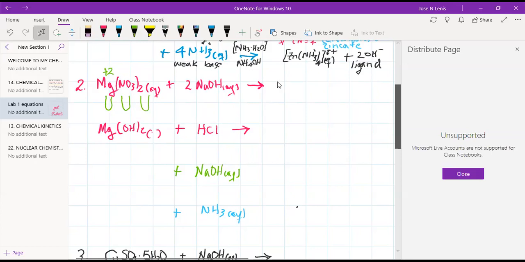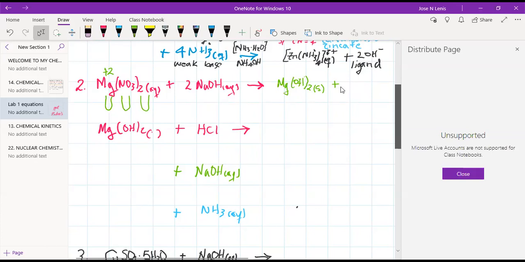What do we get? We get a precipitate. What precipitate is this? The magnesium hydroxide compound, which is solid. We can complete the equation. If you notice the equation is unbalanced, you can balance it. Let's try to balance it now.